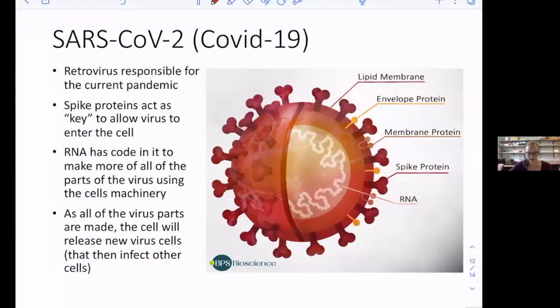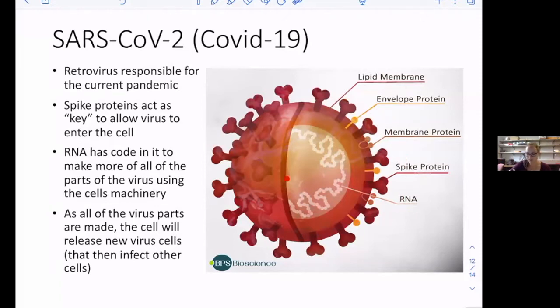Okay, so our last little side note about viruses is going to be a brief discussion of how corona, or COVID-19, works and how the vaccine works. SARS-CoV-2, which is commonly referred to as COVID-19, is a retrovirus, so it's an RNA type virus that's responsible for our current pandemic. This is the kind of cartoon of the shape that it has.